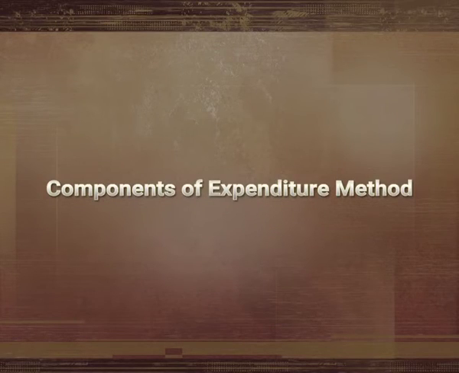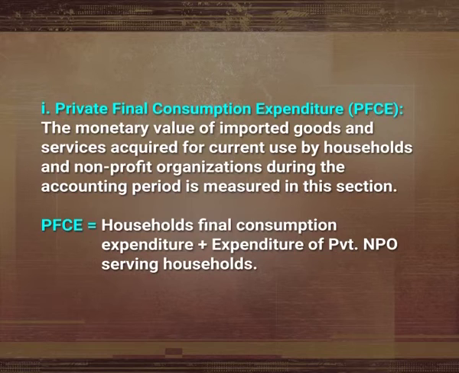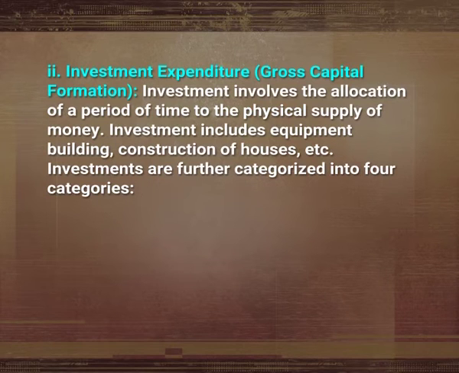Components of the expenditure method. Point number 1, private final consumption expenditure, PFCE. The monetary value of goods and services acquired for current use by households and non-profit organizations during the accounting period is measured in this section. PFCE equals household final consumption expenditure plus expenditure of private NPOs serving households. Point number 2, investment expenditure, gross capital formation.